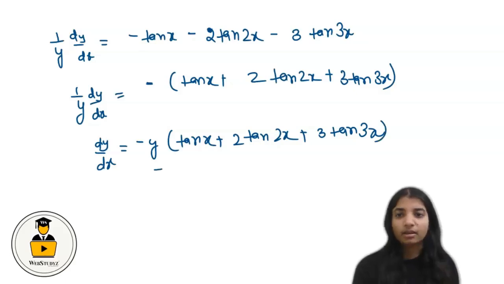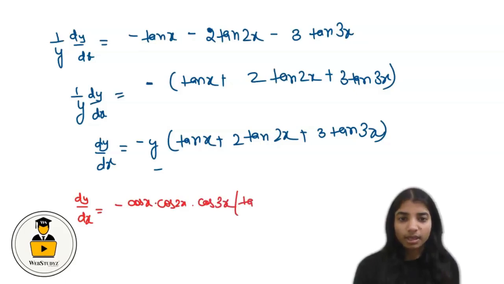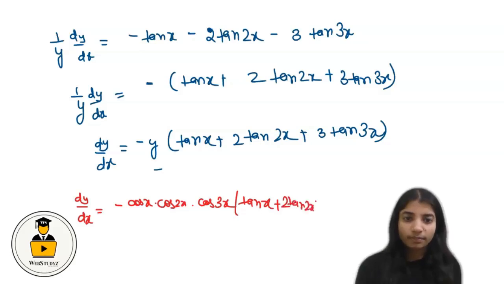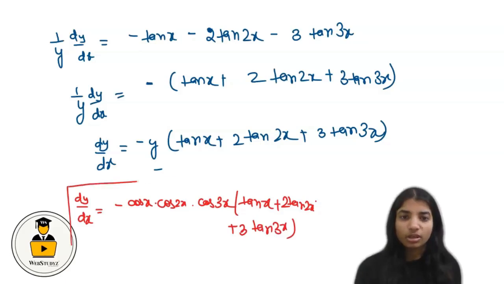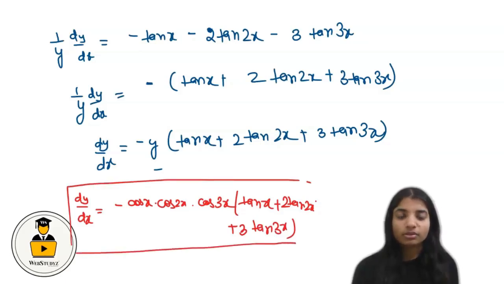And we know the value of y, which we assumed when we started the question. y is equal to cos x multiplied by cos 2x multiplied by cos 3x. So we can say that the value of dy/dx is equal to minus cos x multiplied by cos 2x multiplied by cos 3x, which is further multiplied by tangent x plus 2 tangent 2x plus 3 tangent 3x. So this is the answer to the given question. So students, in order to solve this problem, we use the basic concept of differentiability. I hope you understood the concept well.